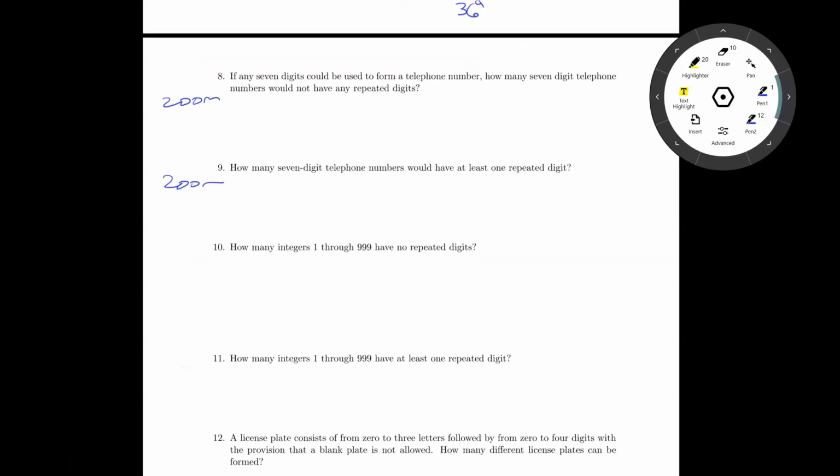Okay, so let's look at the numbers 1 through 999 that have no repeats. And at least 1 repeat, I want to use this. So for no repeats, let's do 1-digit numbers, or 2-digit, or 3-digit. How many different 1-digit numbers have no repeats? Well, that's 1 through 9. So there's 9 of them, right?